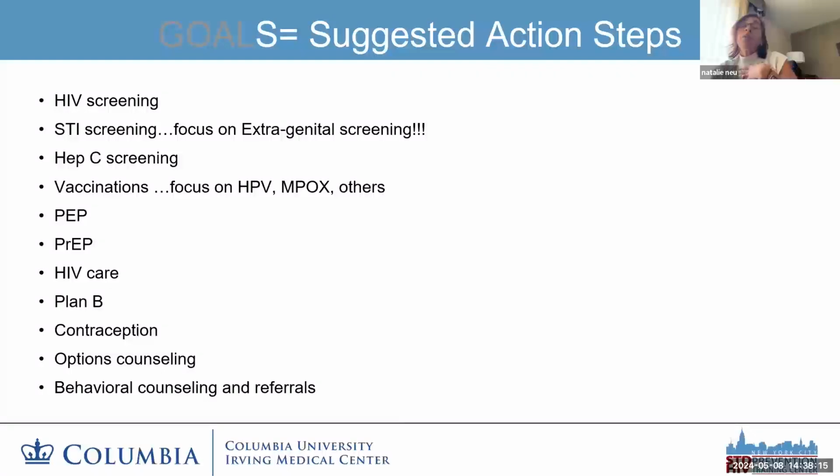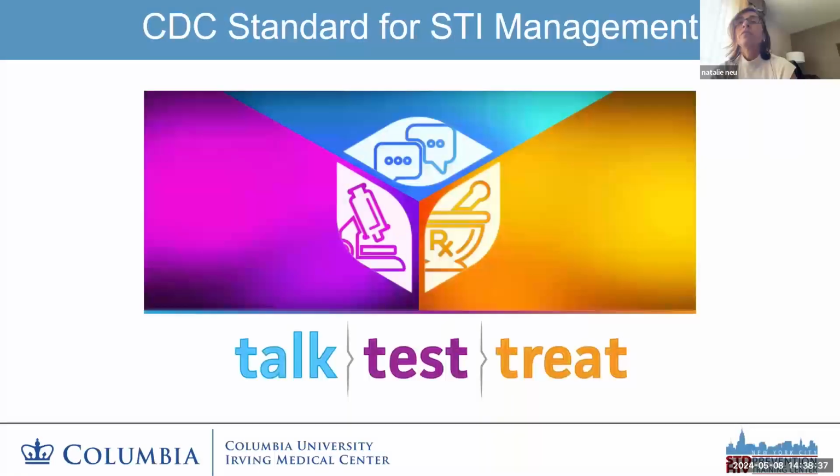After you do an appropriate sexual history, this is the S part of it. These are the action steps. All these things can happen after you get your information. HIV screening, 3-site extragenital testing, hepatitis C, vaccinations, PrEP, behavioral counseling. It's all part of your sexual health screening. Next slide. The CDC has the standard talk, test, and treat, and this is what we want everyone to do, and we want it to be part of every health screening visit.